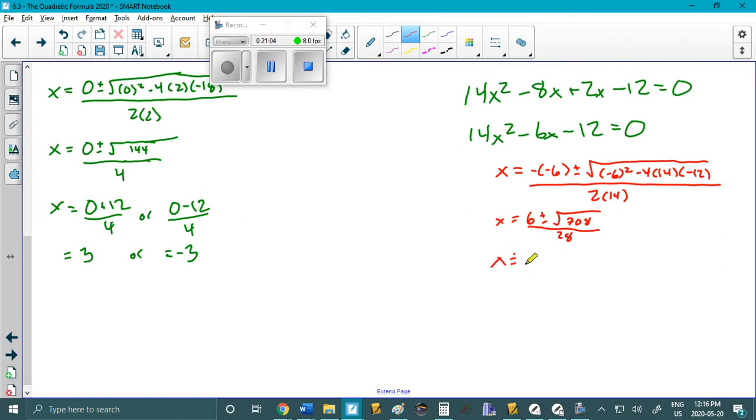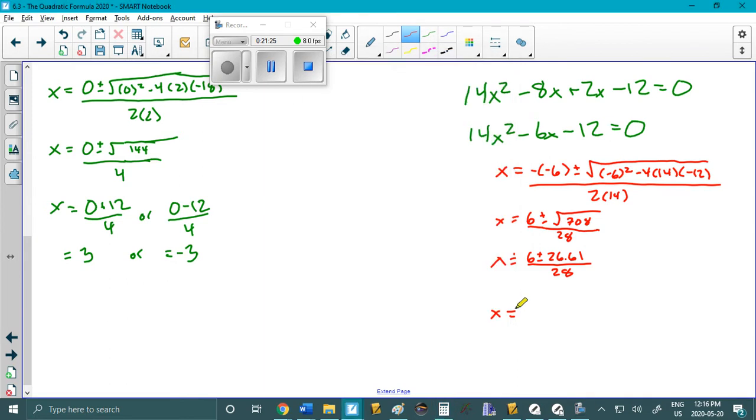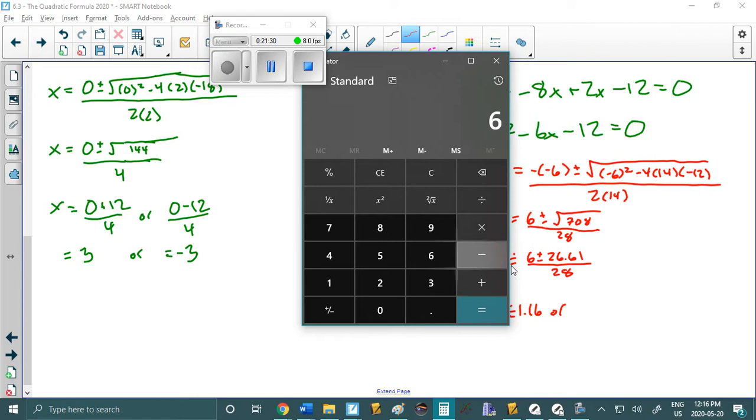So x equals approximately 6 plus or minus 26.61 all over 28. So x equals 6 plus 26.61 divided by 28, which is 1.16. Or 6 minus 26.61 divided by 28 is negative 0.74.